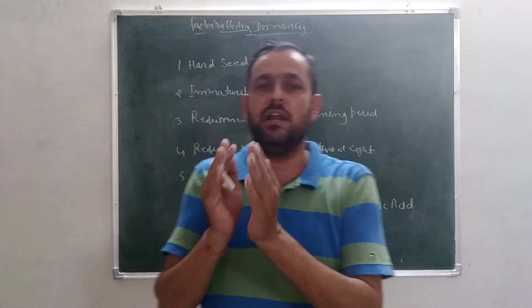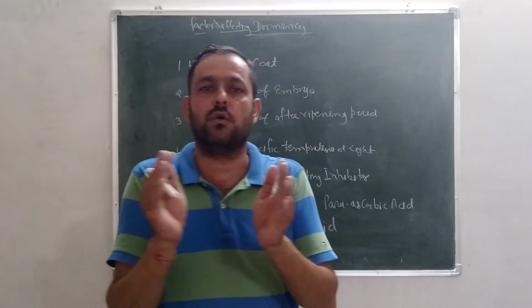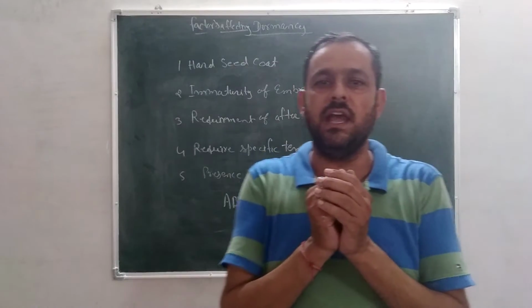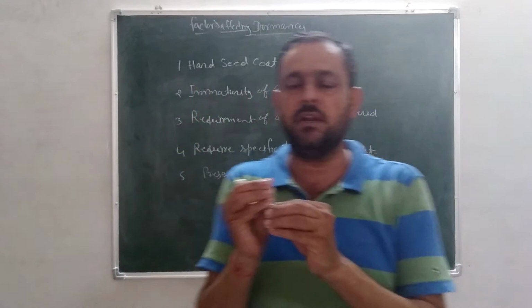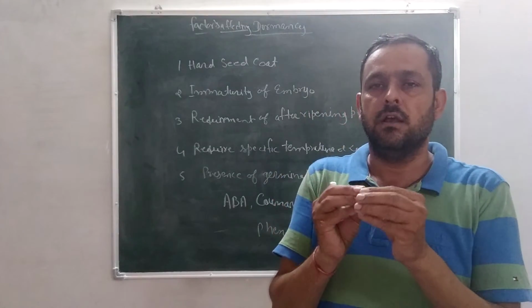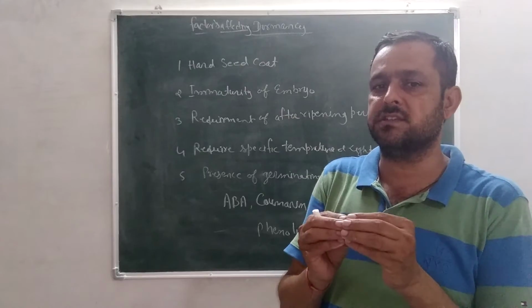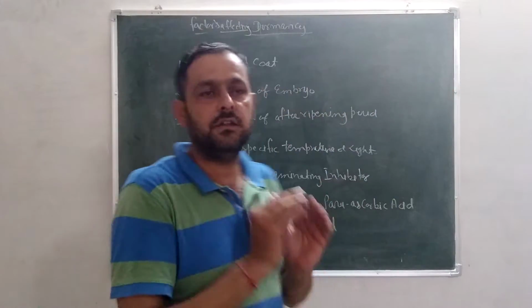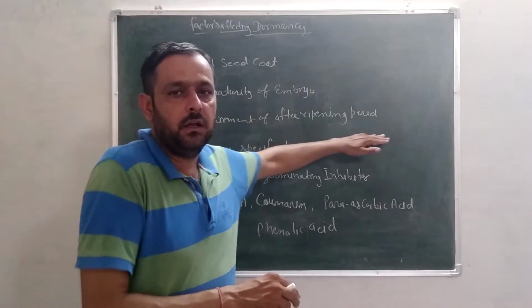Third, requirement of after-ripening period, meaning a cold treatment is required before the germination of seed. These seeds cannot germinate until they are treated with a specific cold treatment. They are treated naturally in the winter season, and after that they can germinate. But whenever this treatment is not obtained by the seed, it can't germinate. So this is called requirement of after-ripening period.